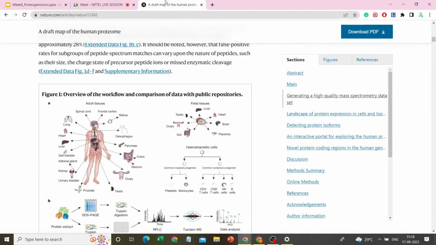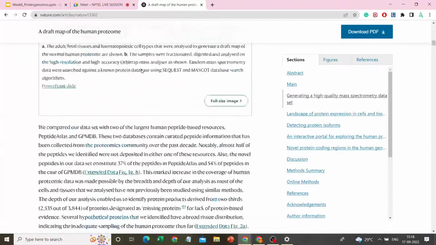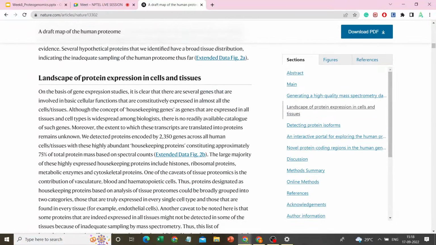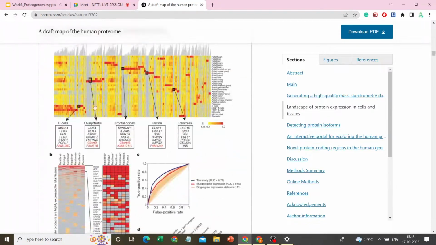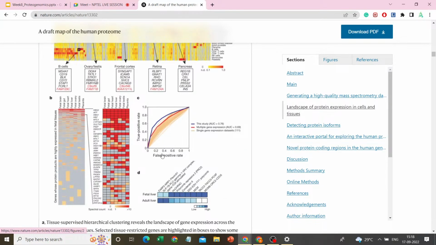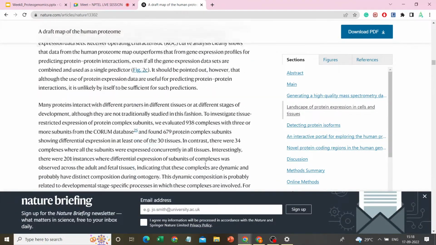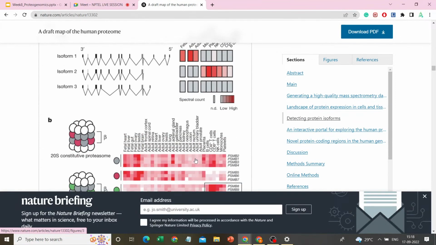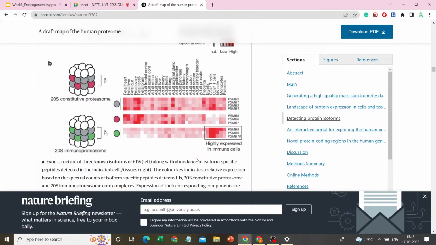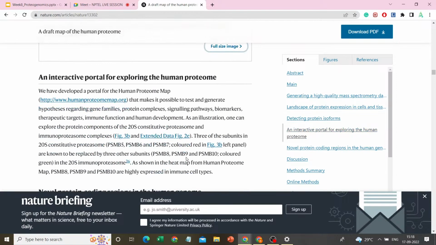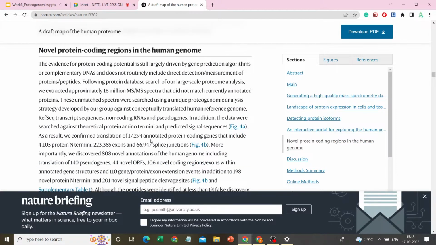So moving on, this helped in understanding the landscape of protein expression in all the cells and tissues. Here you can see the expression levels and the comparison between fetal liver and adult liver. So fetal tissues and adult tissues could be compared. They could detect the isoforms of the different proteins. The proteins remain in different isoforms, so what are the different isoforms that are present? Then they could identify novel protein coding regions in the human genome.